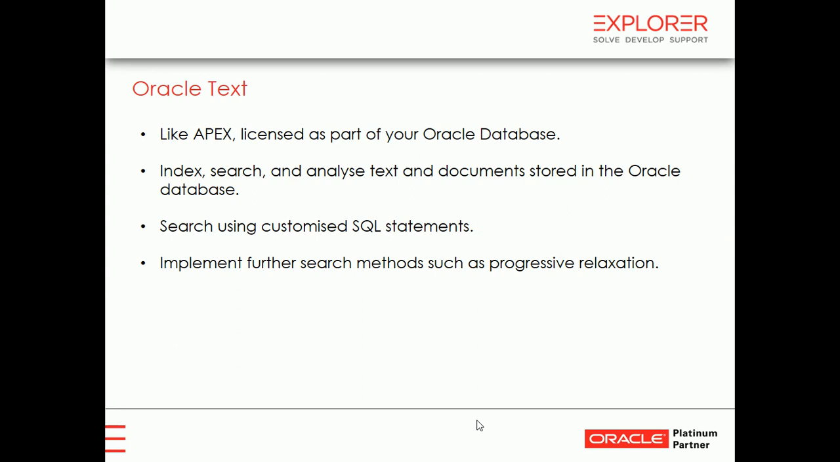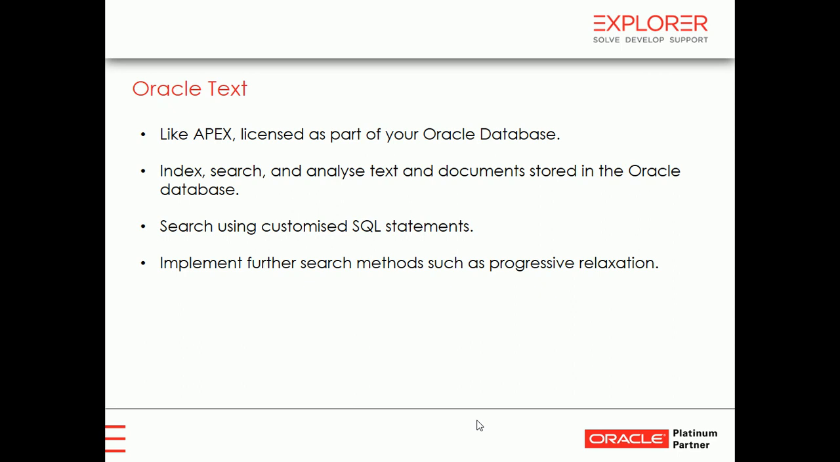So the first place we turned to was Oracle Text. Because Oracle Apex is an Oracle product, we should look at what we have available natively within your database. Like Apex, it's licensed as part of your Oracle database, so you don't need to pay for any add-ons. What Oracle Text does is it allows you to index, search and analyze text and documents that are stored within your Oracle database. You can then search these indexes that Oracle Text has created using slightly customized SQL statements.